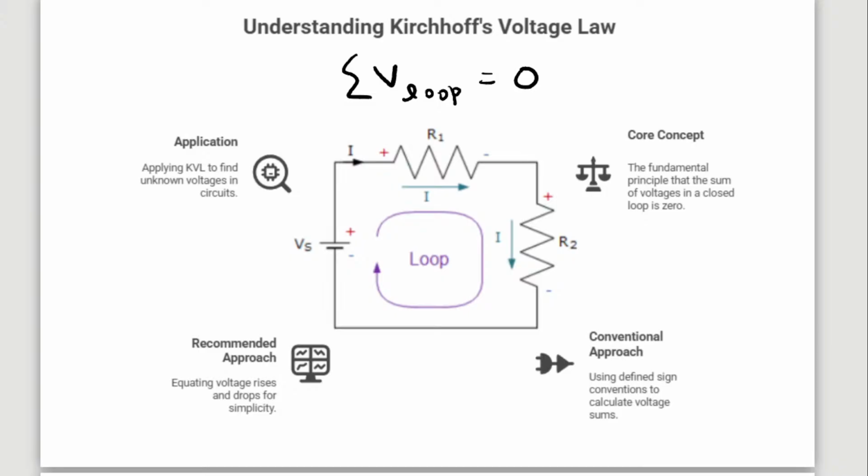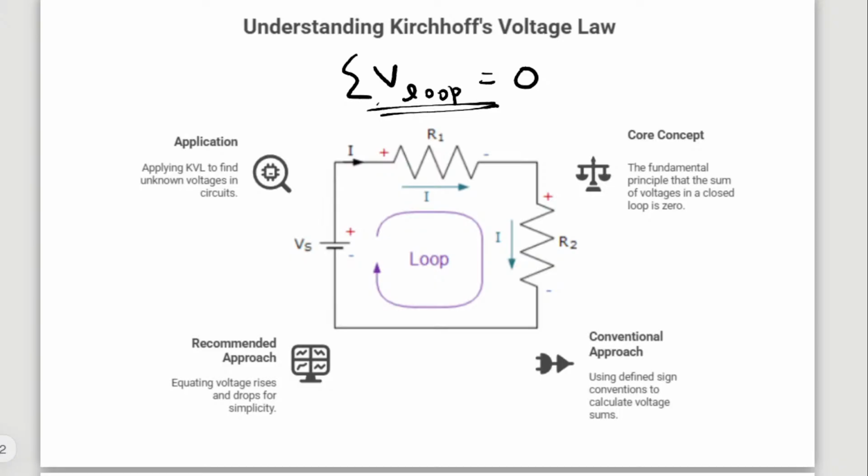Okay, it depends upon the energy conservation law. We are not going into the derivation of it. The algebraic sum of voltages around a loop in a circuit is 0. So that's the basic definition of Kirchhoff voltage law. This is the fundamental concept: the algebraic sum of voltage across a loop is 0.